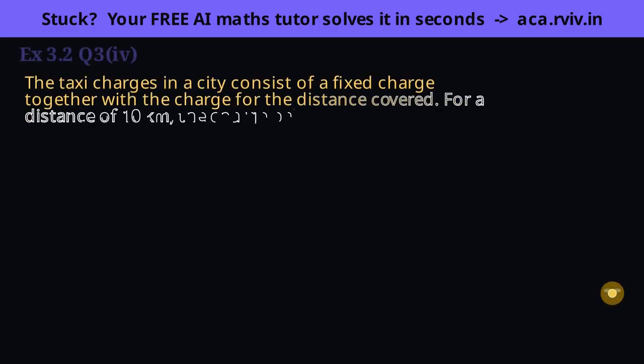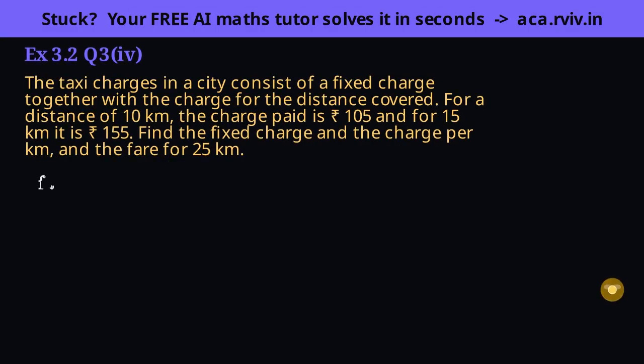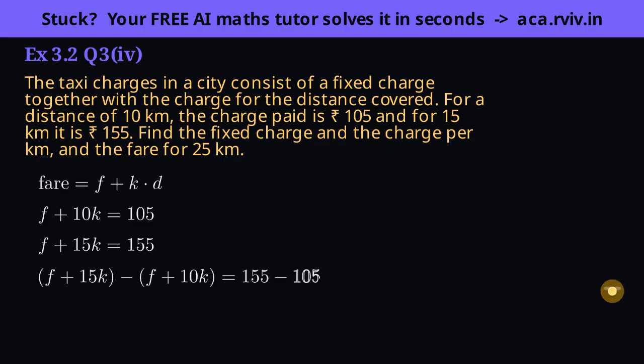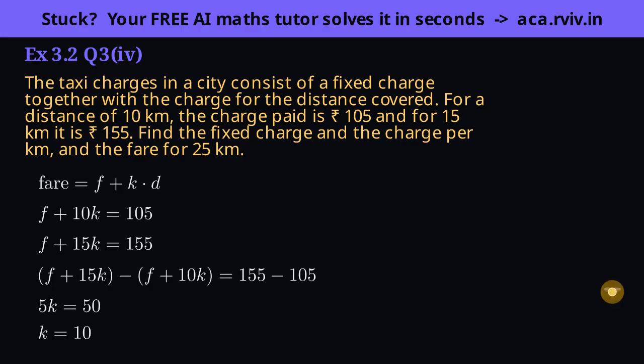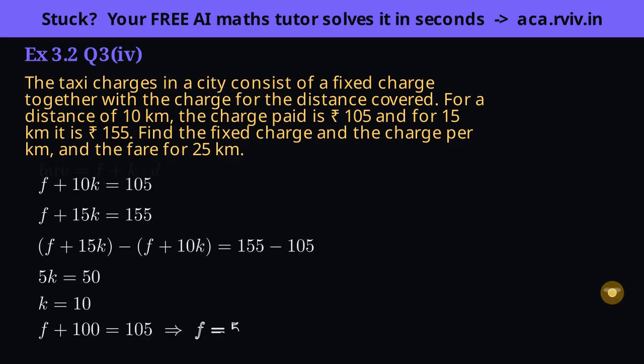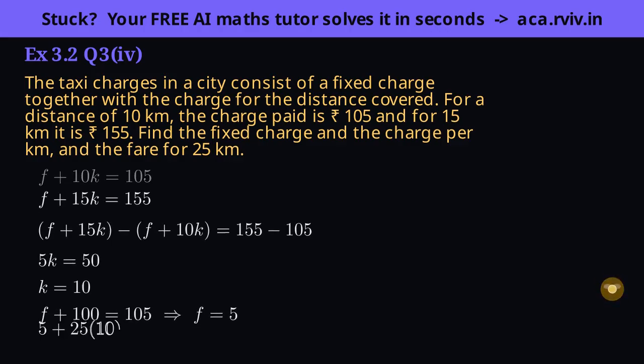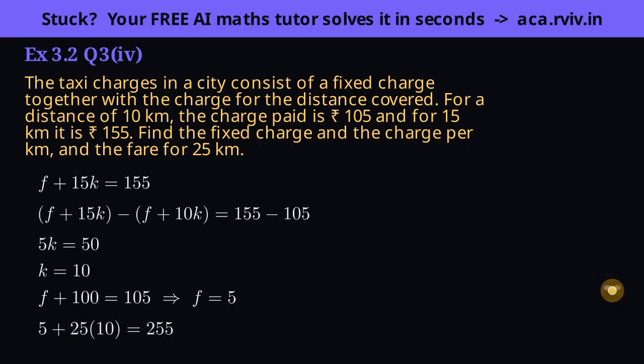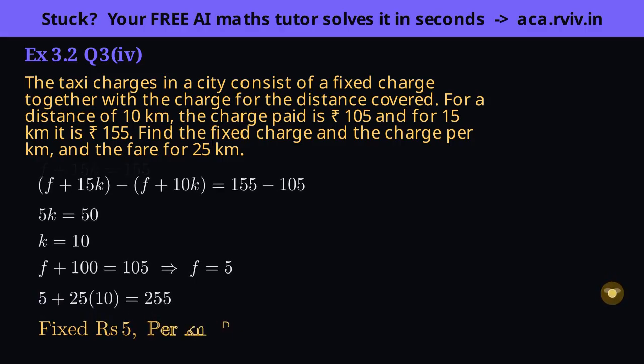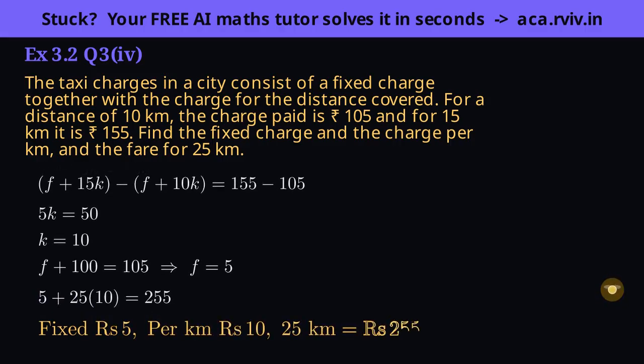Fare equals fixed part plus per km part. Set up: total fare equals fixed charge plus per km times distance. Let F be fixed and K be per km. The 10 km trip. The 15 km trip. Both have F, so subtracting removes it. Simplify. Solve for the per km rate. Back substitute for the fixed charge. Now compute the 25 km fare. Insight: once you know the fixed and per km parts, any distance's fare is a quick plug-in.